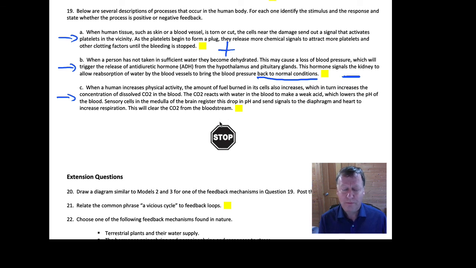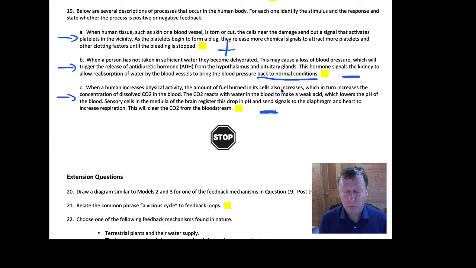So is this a positive or negative feedback loop? Are we trying to amplify the effect, or are we trying to return to normal? Well, our goal here is to return the CO2 levels to normal. So this is going to be a negative feedback loop. So we have one positive and two negative feedback loops.